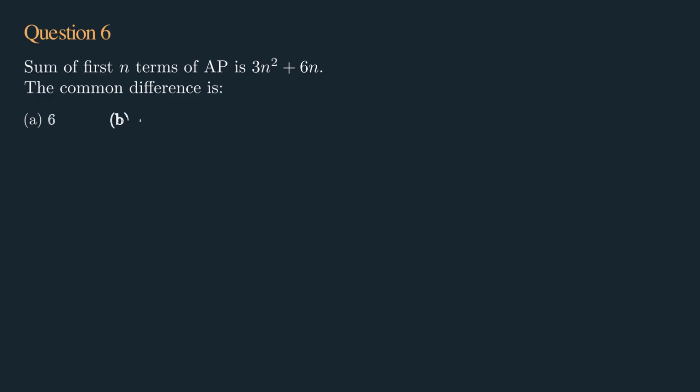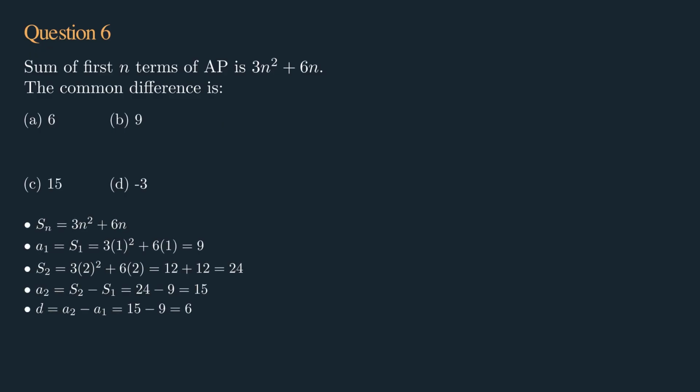Question 6. The sum of the first n terms of an AP is given by 3n squared plus 6n. Find the common difference. Here are the options. First term a1 is S1, which is 9. The sum of the first two terms S2 is 24. The second term a2 is S2 minus S1, which is 15. The common difference d is a2 minus a1, which equals 6. The correct option is A, 6.